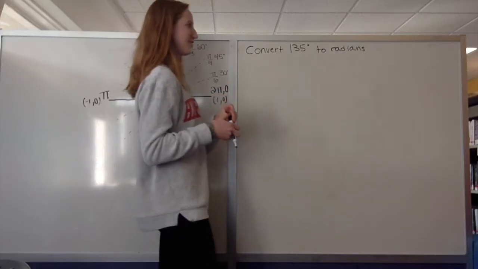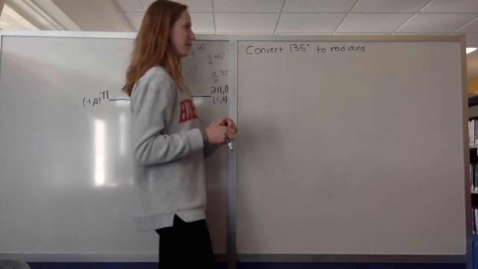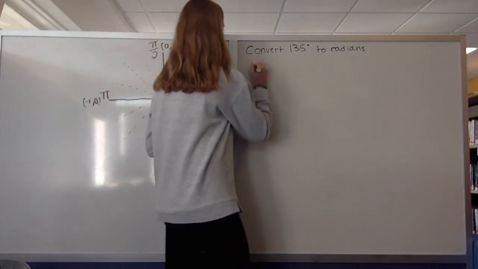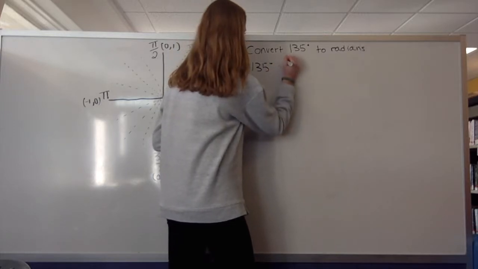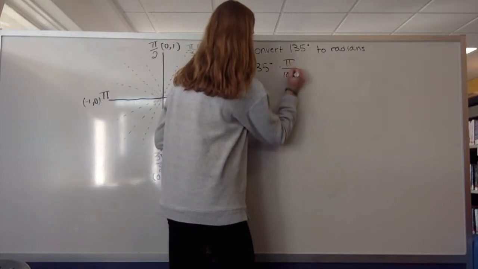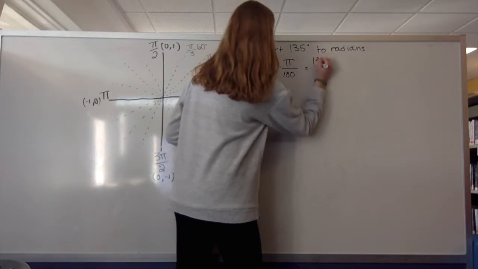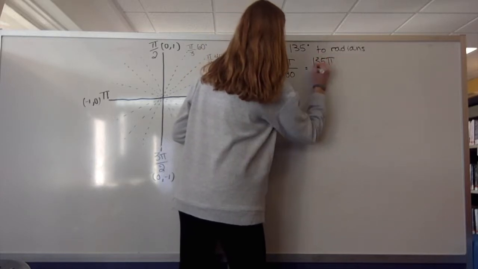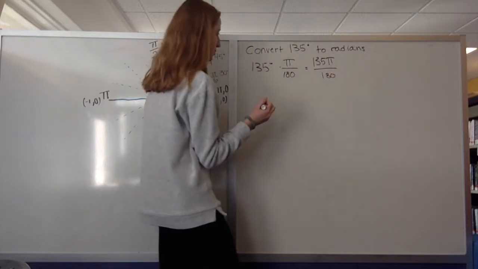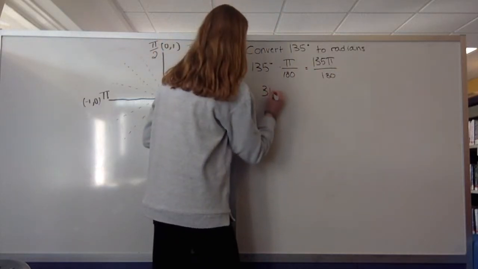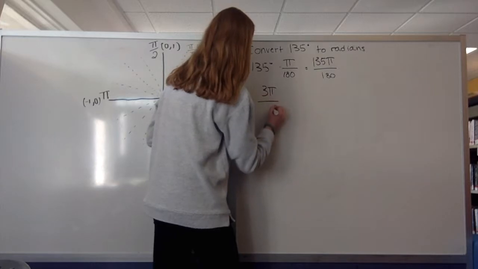To convert 135 degrees to radians, we know that the formula is to take the degree that you have, which is 135 degrees, and multiply it by pi over 180 to get radians. That comes out to 135 pi over 180. And you can simplify by dividing each of these numbers by 45, and you get 3 pi over 4.